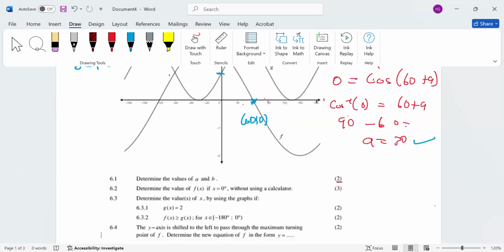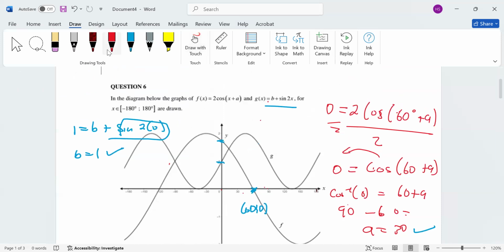Next, they say we're going to look at f of x. Without using a calculator, we should determine f of x, which is the y value. Let's tell them what is the equation of f of x. f of x is given as 2 cos.